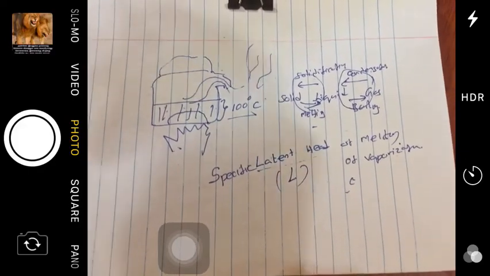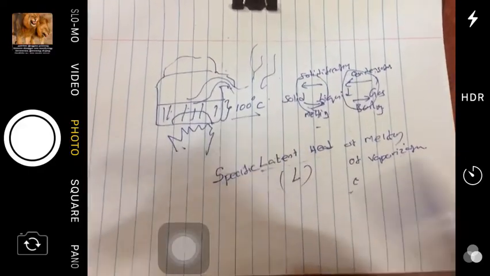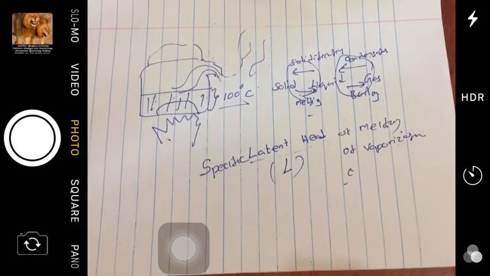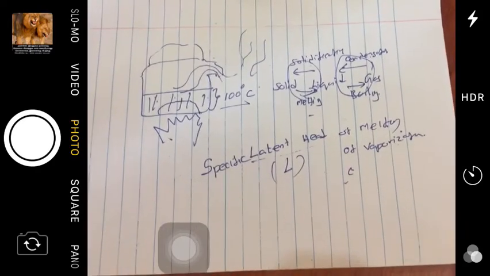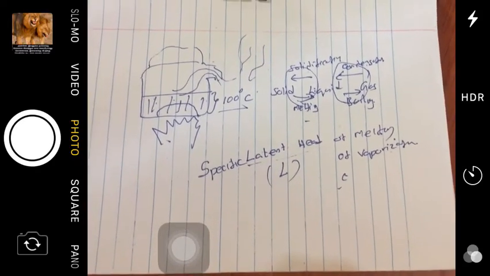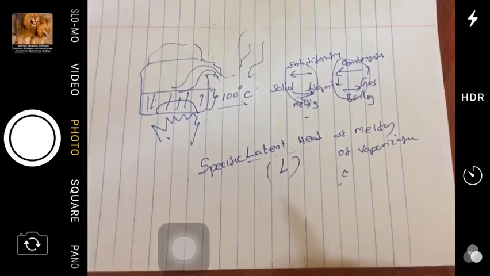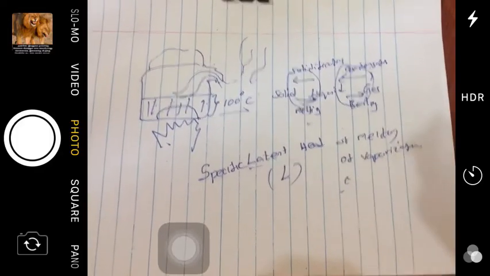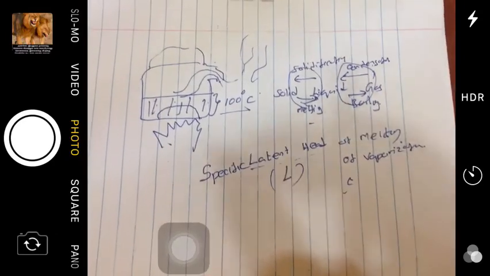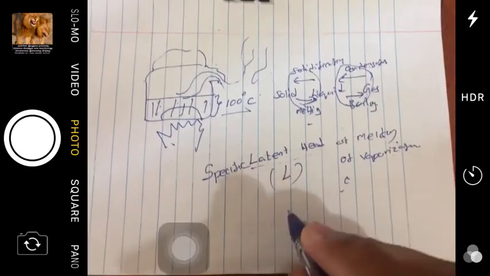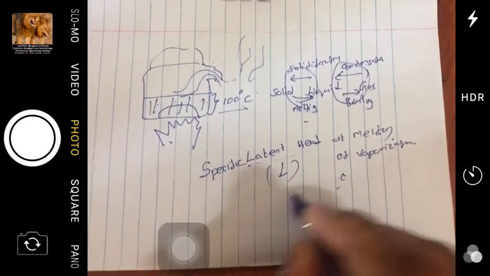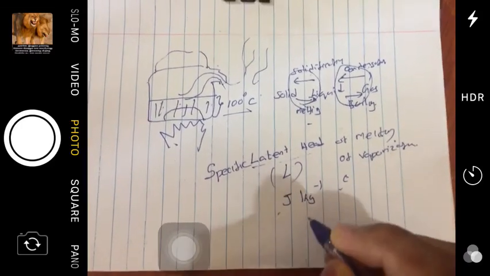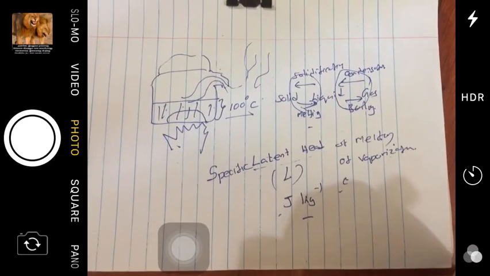So latent heat means the energy that is required to change the state of a substance. Specific latent heat means the energy that is required to change the state of 1 kilogram of a substance. So when you bring in 1 kilogram, then it becomes specific. So the unit of specific latent heat would be joules per kilogram, right? The energy required per kilogram.